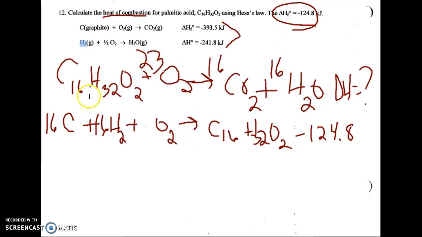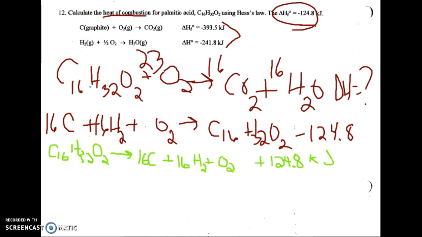The first thing you'll notice is that this C16H32O2 is on the reactant side in the heat of combustion, but it's on the product side in the heat of formation. So the first thing I'm going to do is flip that equation. So I'm going to have C16H32O2 as a reactant. When I flip that, I just reverse the reactants and products, and I get a value of 124.8 kilojoules. That's positive since I'm reversing that reaction.